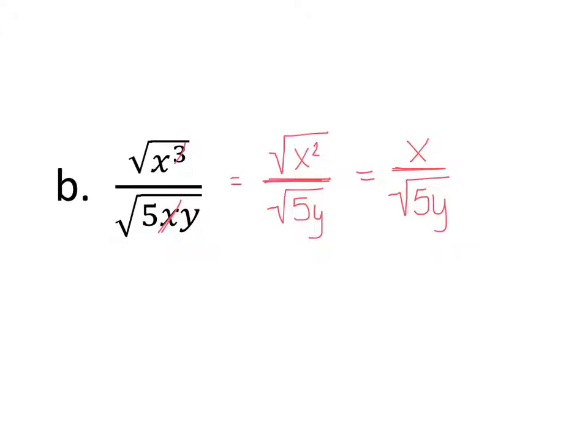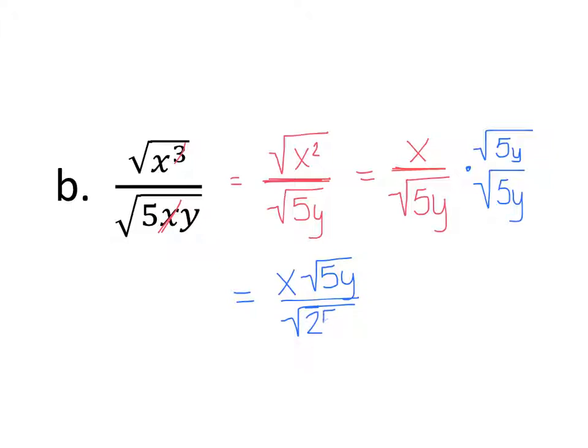Now, what do we need to do? Multiply 5y divided by 5y. Square root of 5y over square root of 5y, right? Okay, so what do you get on top? X square root of 5y. Remember that x is not in the square root, so it stays outside. So x square root of 5y over, what will you get on bottom, Megan? You get square root of 25y squared, which equals 5y, right? Yeah.